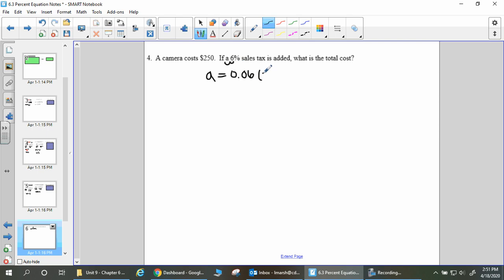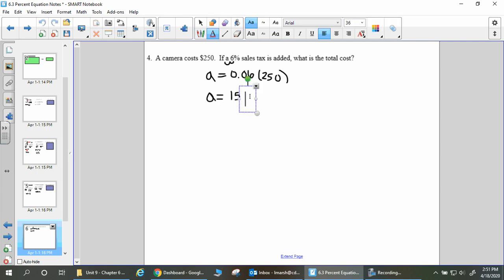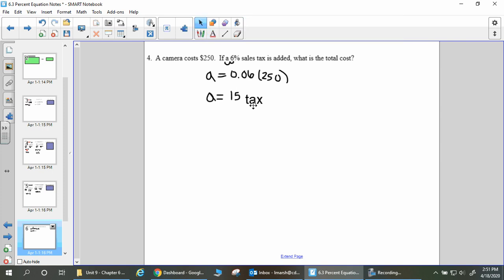And I'm going to multiply that with the $250. Okay. And so if I multiply that, that's going to give me 15. 0.06 times 250 is 15. So what I've found here, this is the tax. Okay, that's what I just found. So this was representing tax.